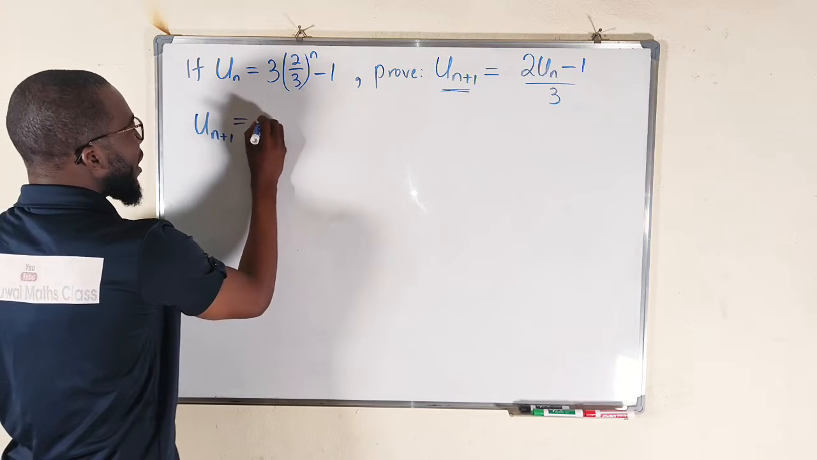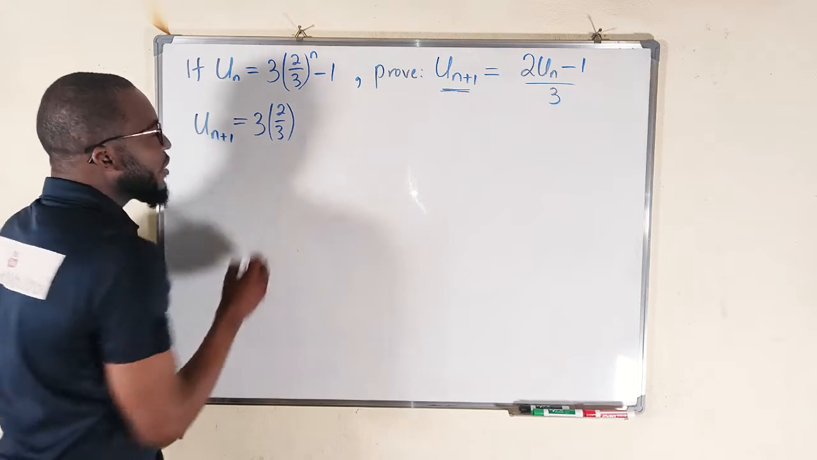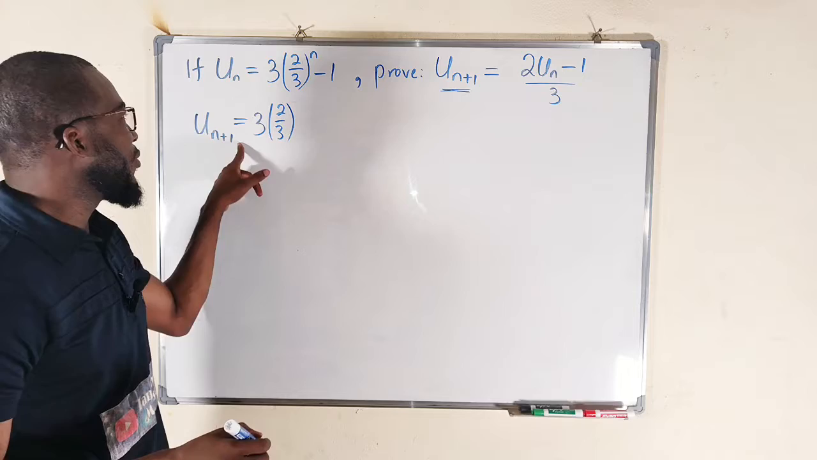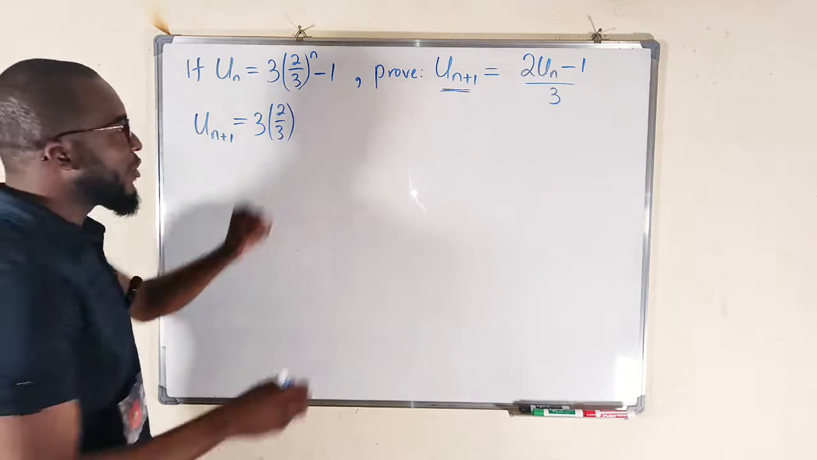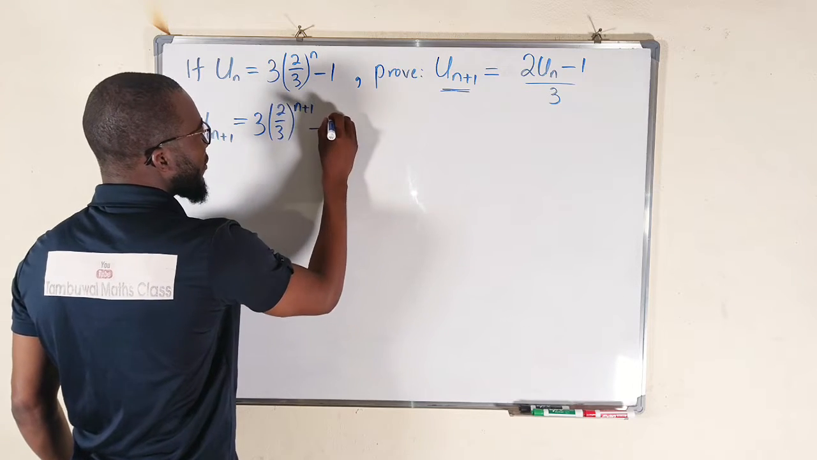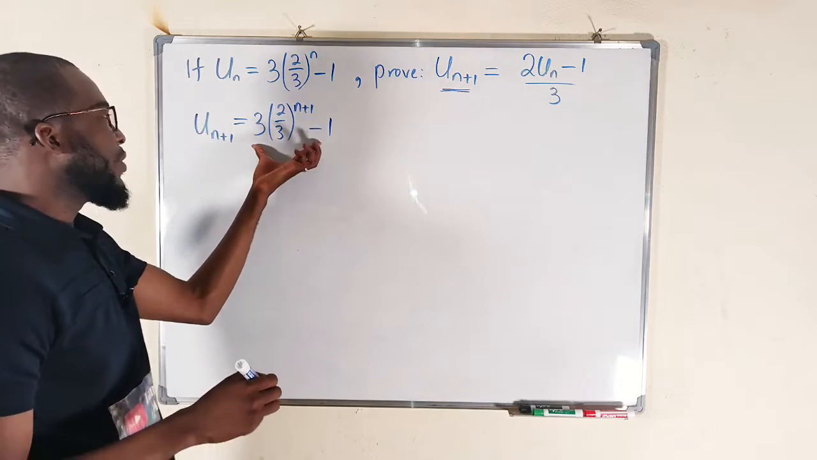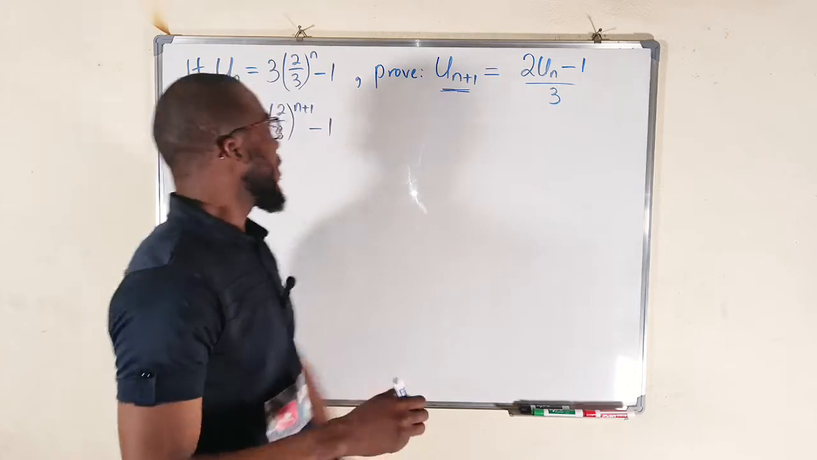So this is the same thing as 3 multiplied by (2/3) raised to the power of n plus 1, then minus 1. You see, we have n here, so we're going to have n plus 1 right here, then minus 1. So this is exactly what we need to simplify and show that it is the same thing as this.